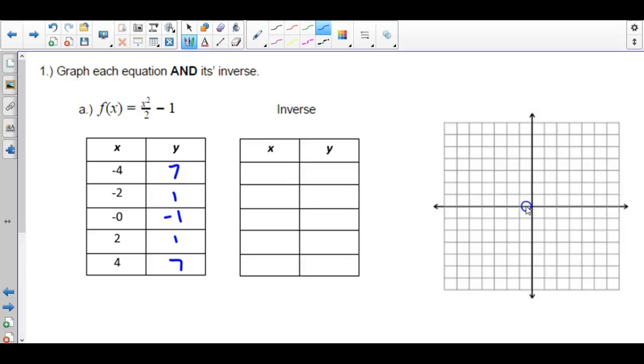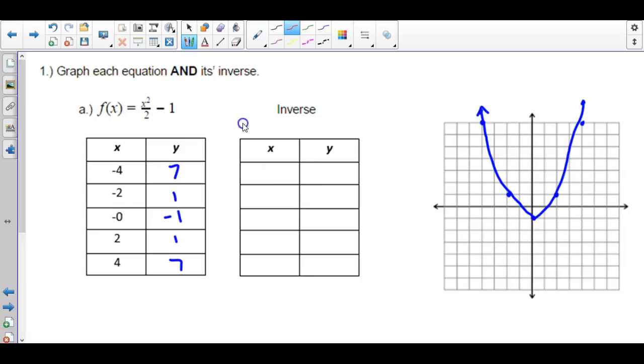So what I'm going to do is plot those. So I'm going to go to the left 4 and up 7, go to the left 2 and up 1, and then 0, -1. And then basically the reflection on the other side. So go to +2, +1, and then +4, +7. So what it's going to do is give me a curve that's going to look something like this. And I'll throw some arrows on there.